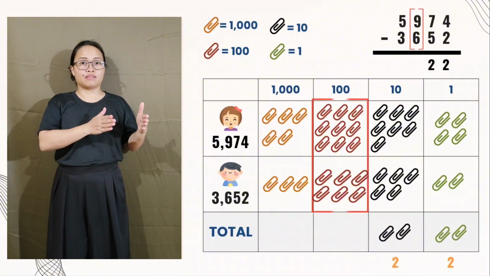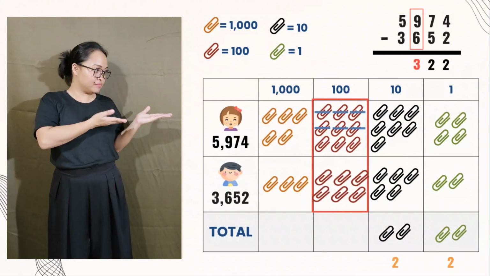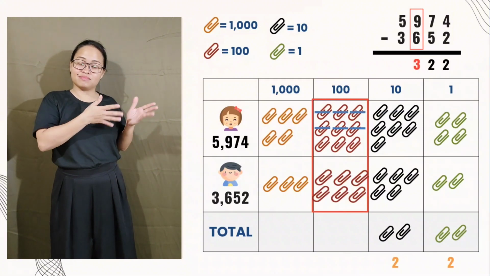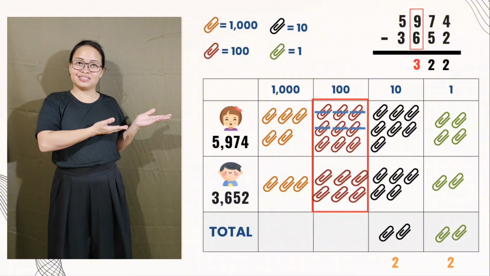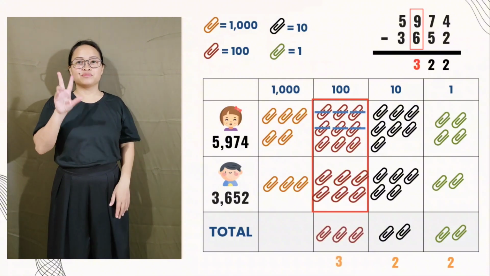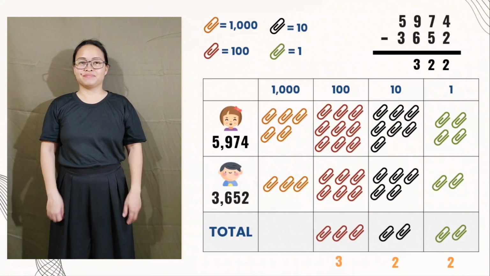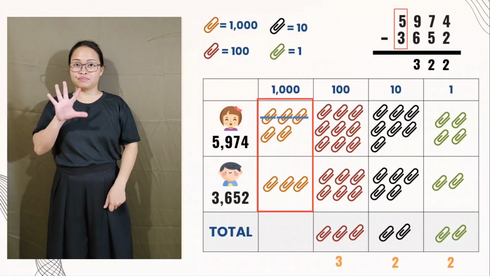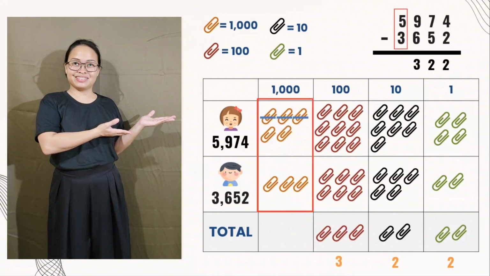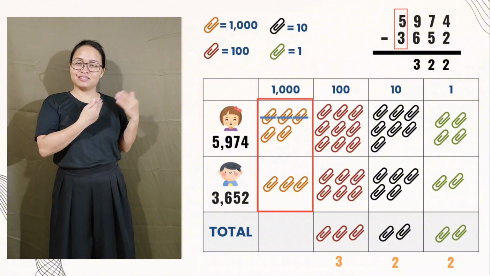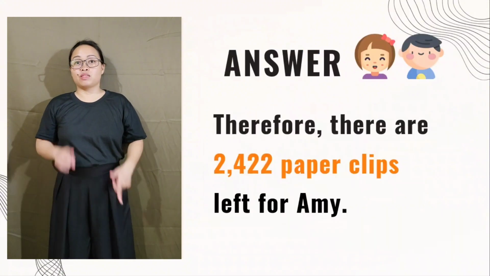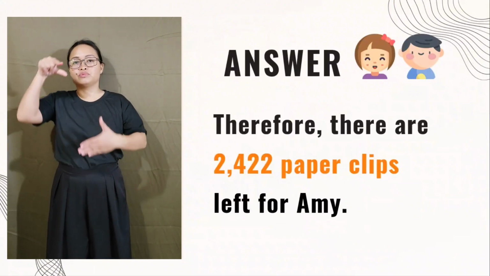Next, 9 paper clips minus 6 paper clips. Let's count the remaining number of paper clips. Yes, we are left with 3. Next, 5 minus 3. Let's count the remaining number of paper clips. Yes, we are left with 2. Therefore, there are 2,422 paper clips left for Amy.